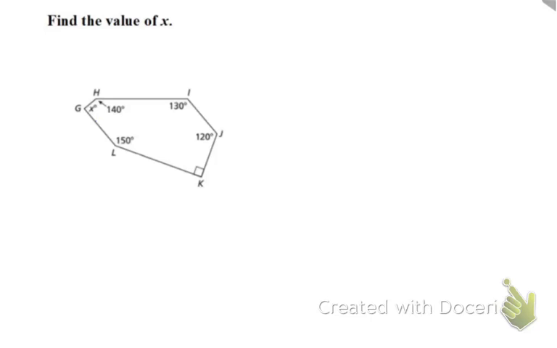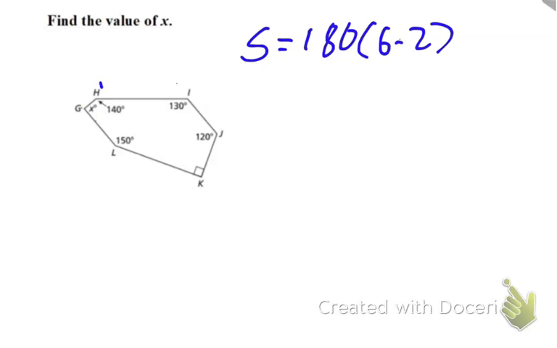Well, let's see here. We have 1, 2, 3, 4, 5, 6 sides. So let's just plug it into a formula. S is equal to 180 times 6 minus 2. Okay, so 6 minus 2 is 4, so 180 times 4 is 720. So S is equal to 720. So all 6 of these angles are going to add up to 720 degrees.